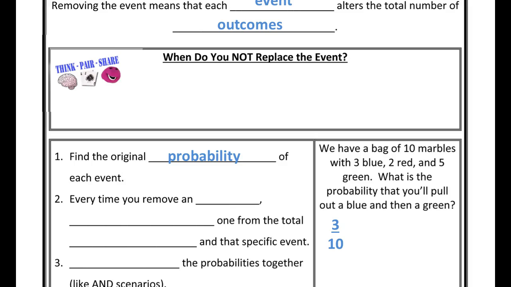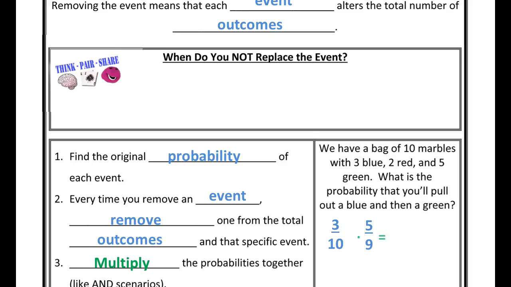Now, if I take that first marble out, that blue marble, hypothetically, I'm taking it out, putting it in my pocket, how many total events are there? Well, if I'm looking at green, there's still 5 green events, but there's only 9 total outcomes. There's only 9 total marbles. So it's a 5 in 9 probability. So every time you remove an event, remove 1 from the total outcomes and that specific event. So we only have 5 green, 2 red, and only 2 blue to choose from. If it helps, cross them out and rewrite the numbers as you go.